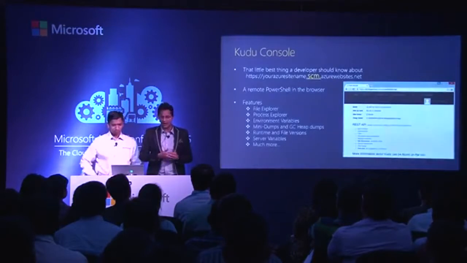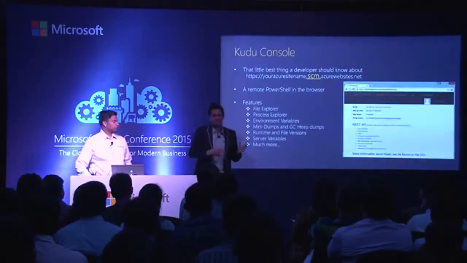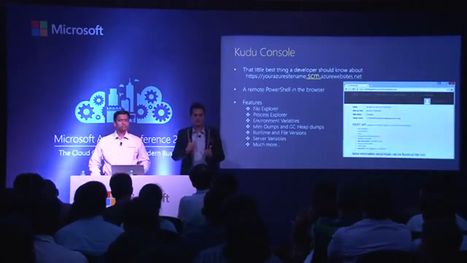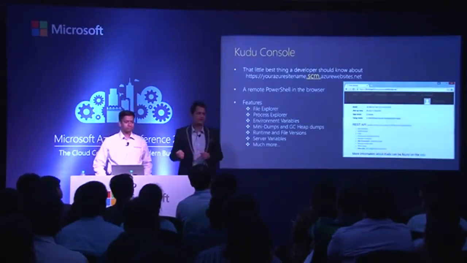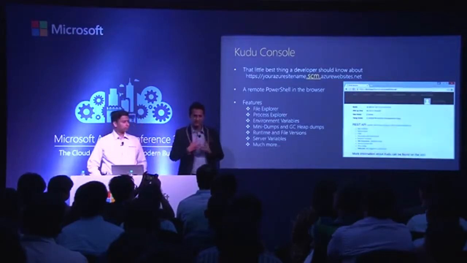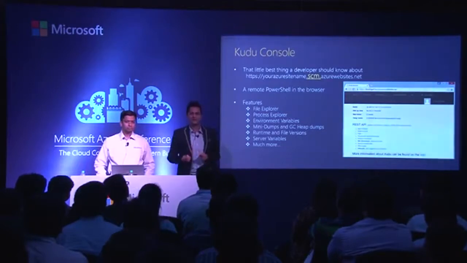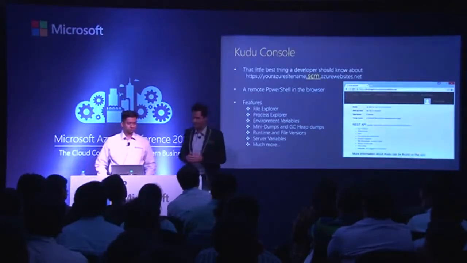So basically the way to access that is, let's say I have a site called kaushal.azurewebsites.net. To access the Kudu console, we append these 3 letters right between my site name and azurewebsites.net. So if I want to access the Kudu console, I will specify kaushal.scm.azurewebsites.net, okay, where SCM stands for Site Control Manager.